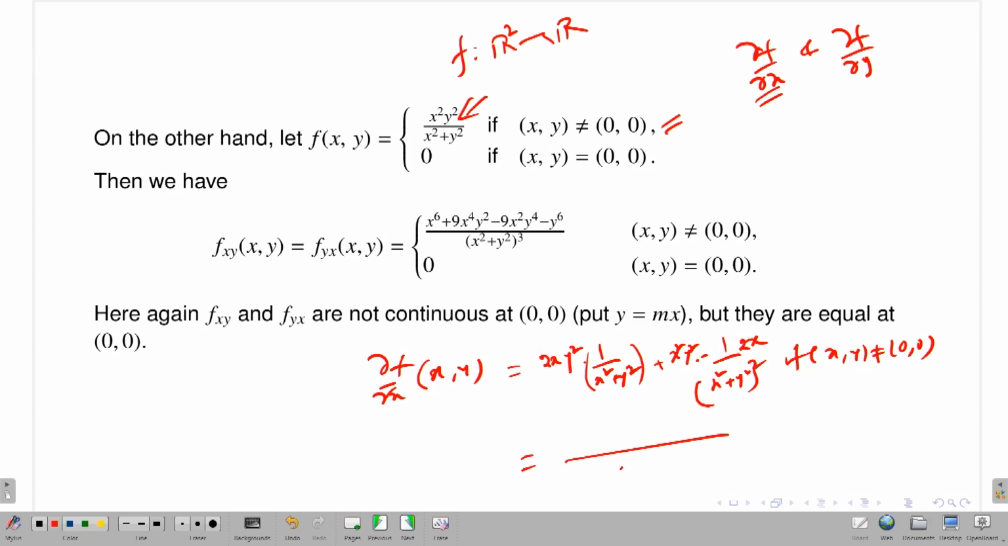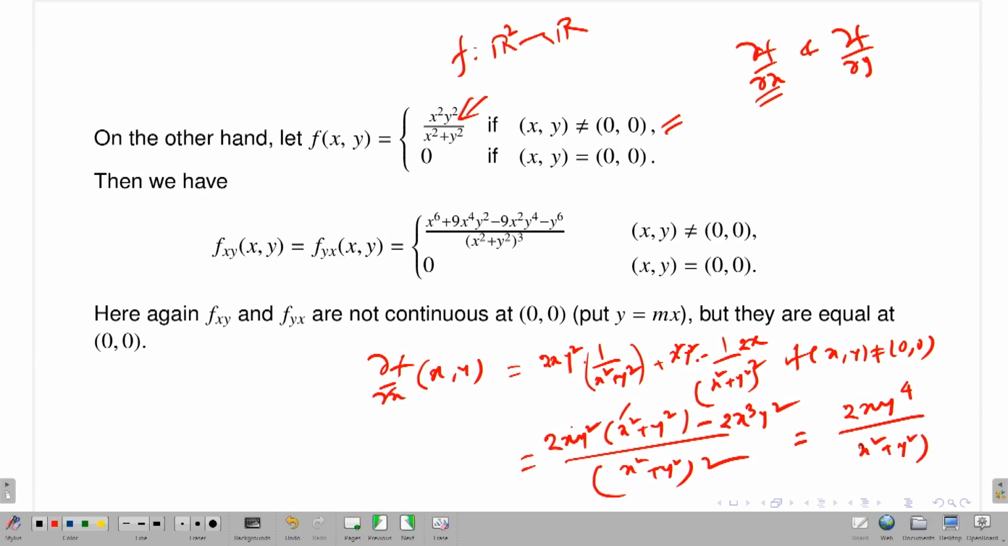You can easily calculate it. What is this? This is x square plus y square whole square. This should be 2x y square times x square plus y square minus 2x cube y square. And do some algebra. I think 2x cube y square will get cancelled. So, you will end up with, I think, 2x. So, this term 2x cube y square gets cancelled. So, that means 2x y4 divided by x square plus y square whole square.